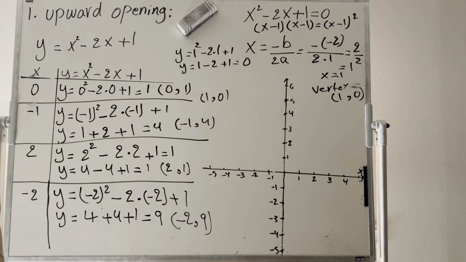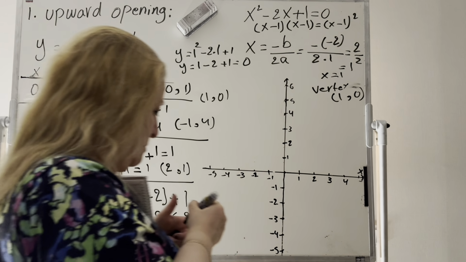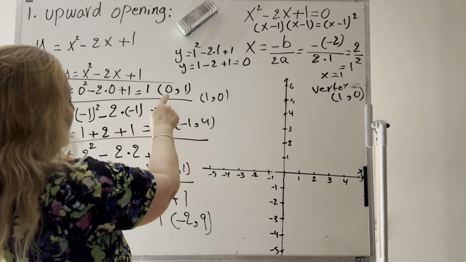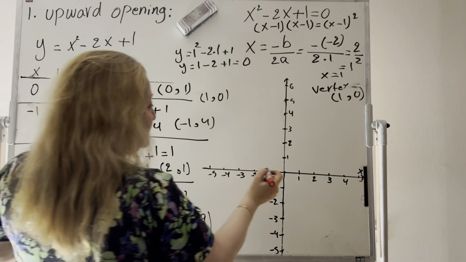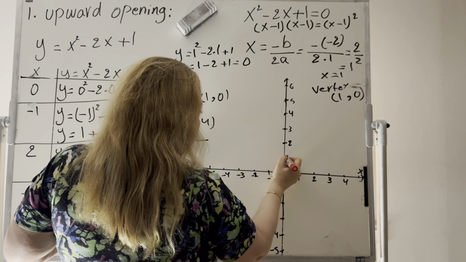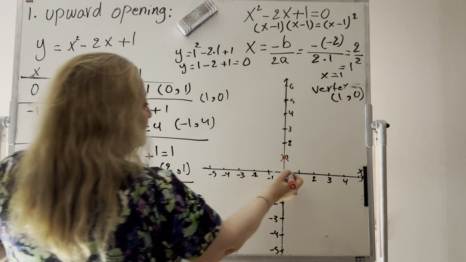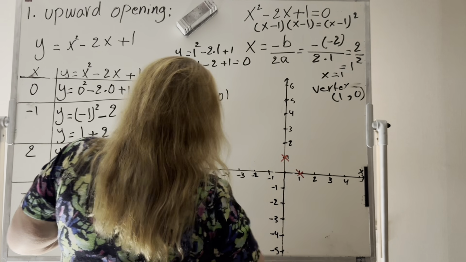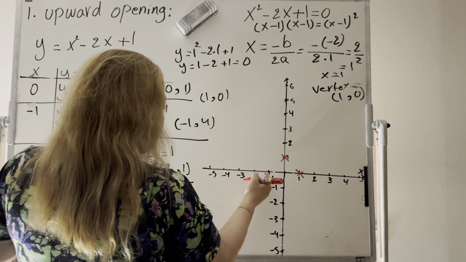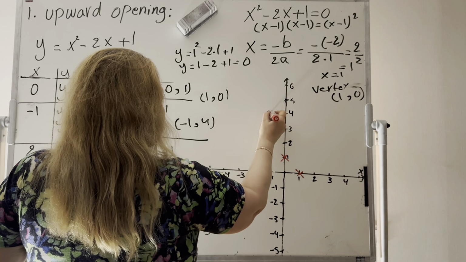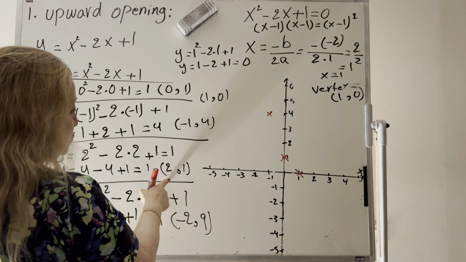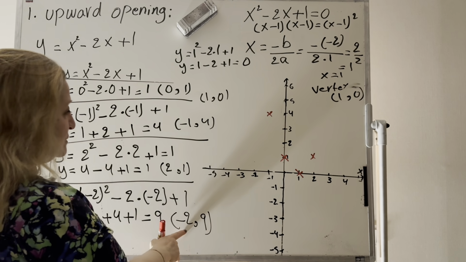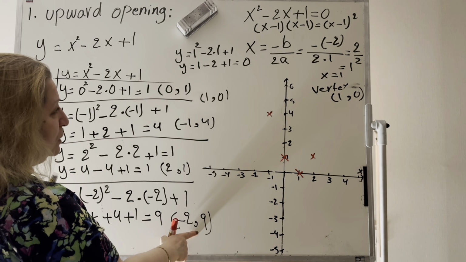Now I will draw the parabola, the curve. I have 0, 1: when x equals 0, y equals 1. When x equals 1, y equals 0. When x equals minus 1, y equals 4. When x equals 2, y equals 1. When x equals minus 2, y equals 9.